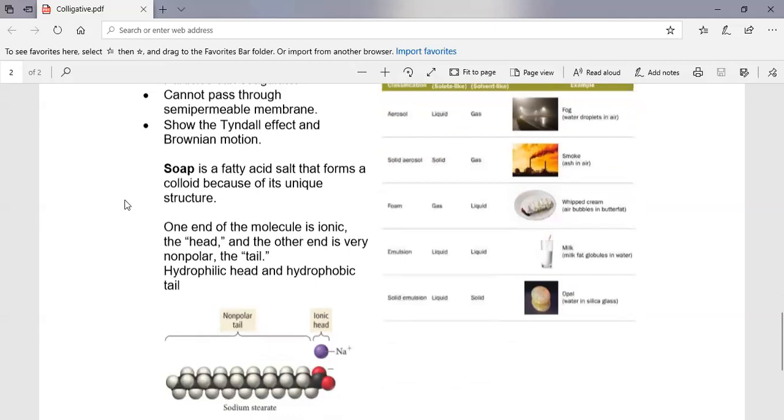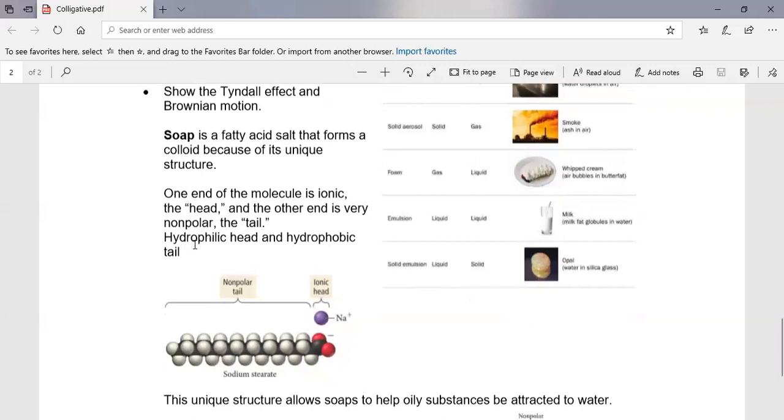Another important thing for this chapter is where we can have things that are both polar and nonpolar and how those can work and create emulsions. So soap is a fatty acid salt that forms a colloid because of that unique structure, where part of it is long and nonpolar, so that part will be good for attracting to nonpolar fats. And then the other part is either polar or ionic, which can be attracted to polar things like water. This is what allows soap to attract fatty particles off your hands or clothes and dissolve them in the water, which is attracted to the polar or ionic portion.